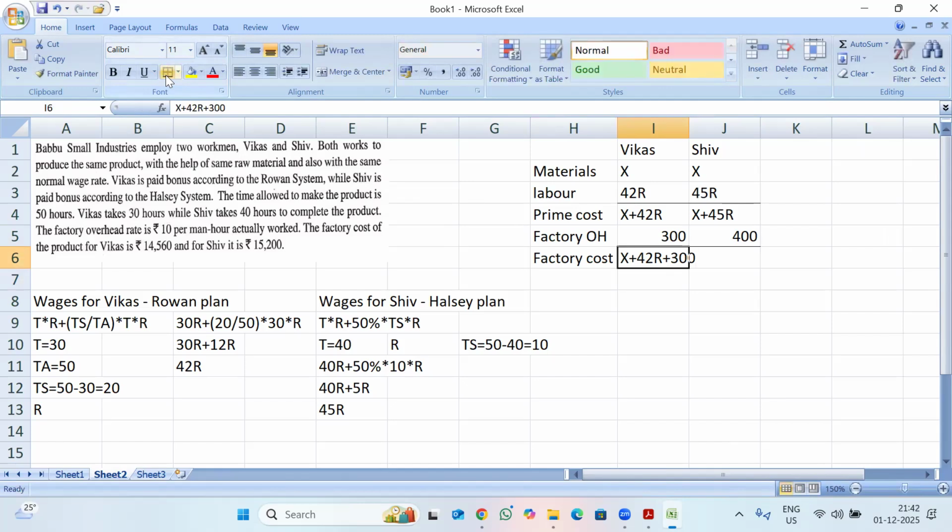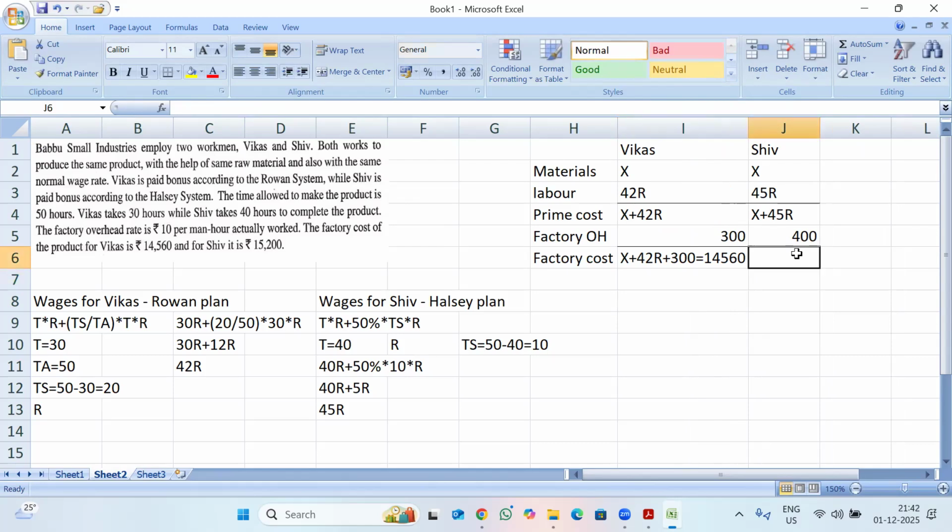This is equal to what I have been given: my factory cost for Vikas is 14,560. This is given. So in case of Shiv, it is X plus 45R plus 400, and this is equal to 15,200, which they have given in the question. So let's solve both equations. X plus 42R plus 300 is equal to 14,560 and X plus 45R.